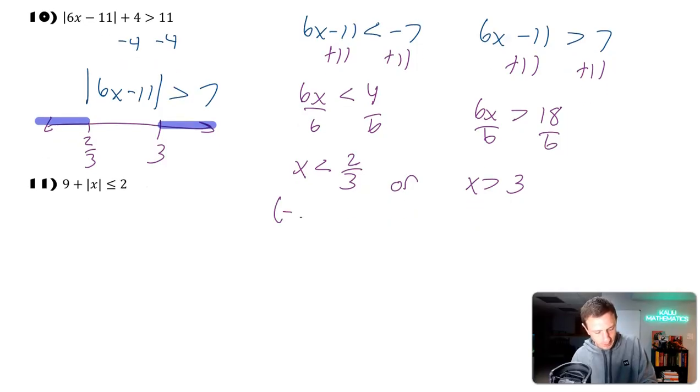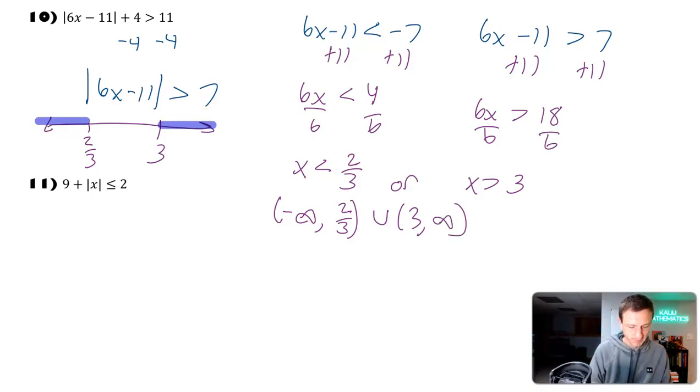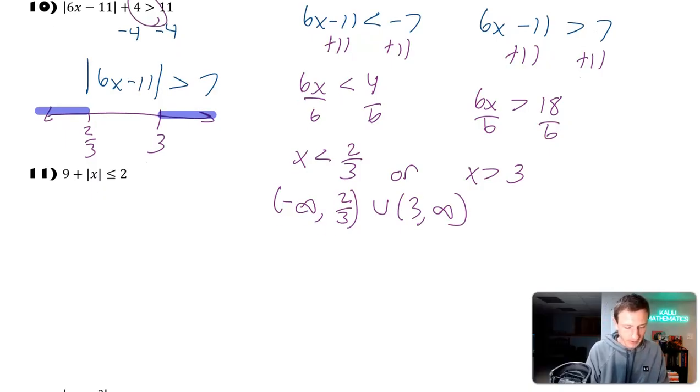Interval notation: negative infinity to 2/3, unioned with 3 to infinity. And those are parentheses because we are looking at strictly greater than or strictly less than. So parentheses.